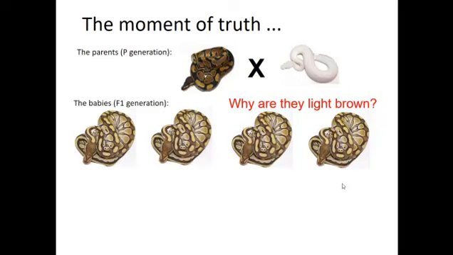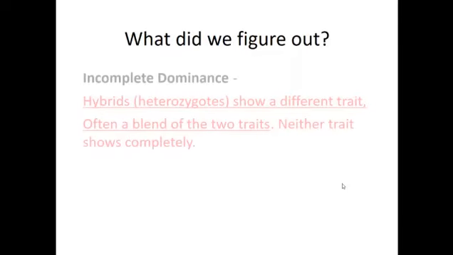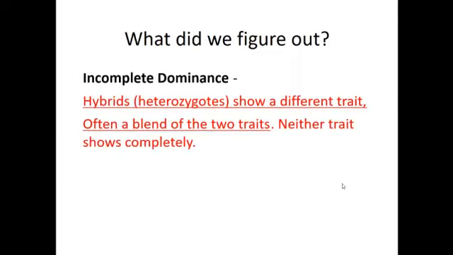So we have discovered something new. And you can jot this down on Big Ideas, page 17. We call this incomplete dominance. This is when our hybrids or our heterozygotes show a different trait. That's often the blend of the trait. Neither trait is going to show completely. So in this case, it's not dark brown, it's not white, but it's light brown, somewhere in between. So you can write that down in your Big Ideas.